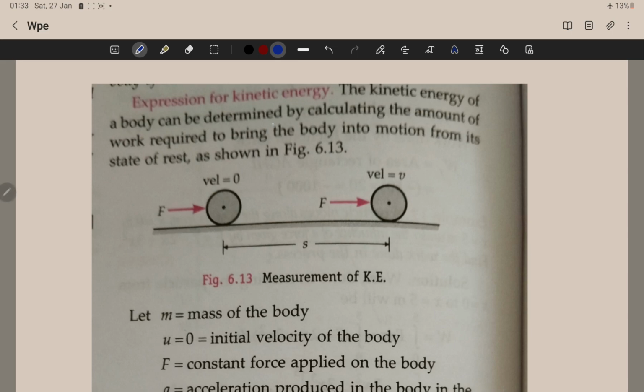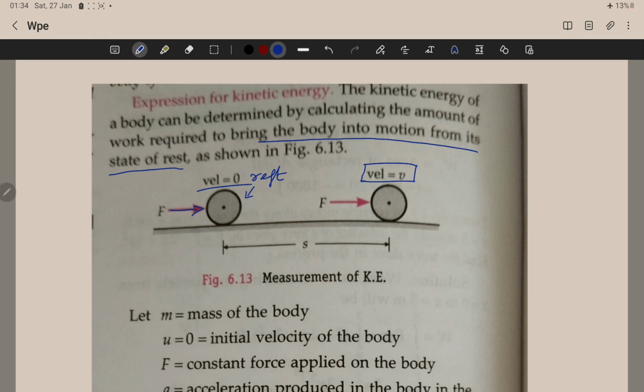The kinetic energy of a body can be determined by calculating the amount of work required to bring the body into motion from its state of rest. Whatever amount of work is required to bring a body into motion, that is called its kinetic energy. Let's say this object is at rest, meaning velocity is zero. We apply some force, and after applying some force, this body comes into motion.